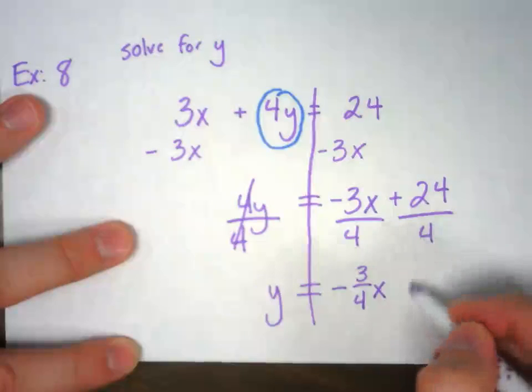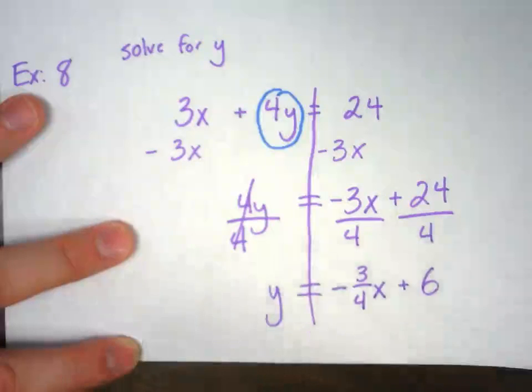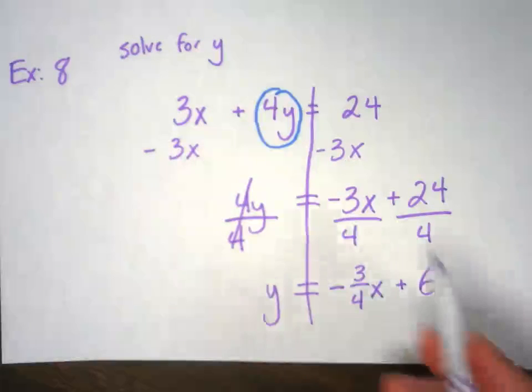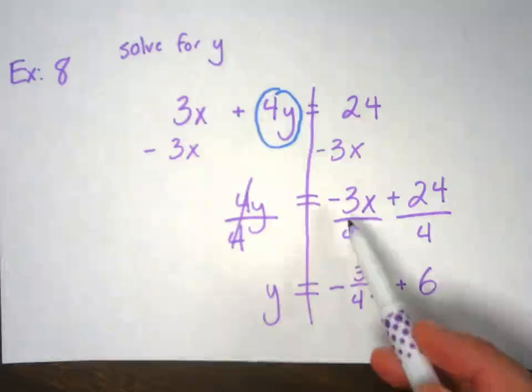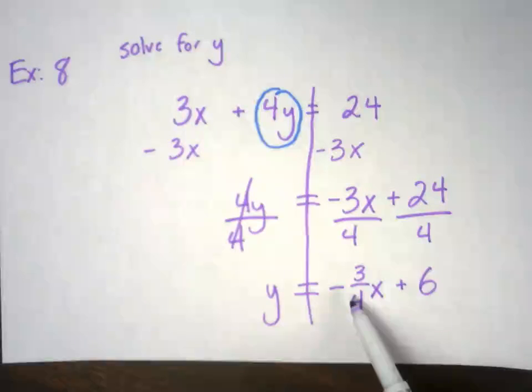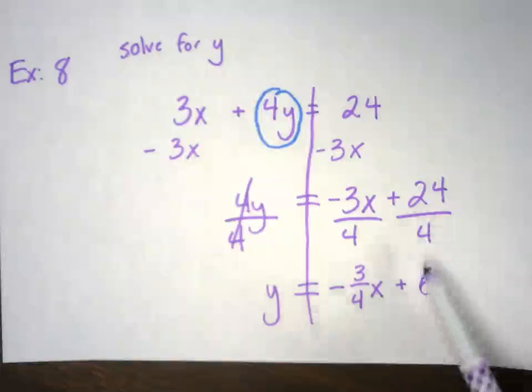24 over 4 simplifies to 6. Just simple division. This does not break down. There's nothing that simplifies more than negative 3 over 4. That's why we kept it negative 3 over 4. And 24 divided by 4 equals 6.